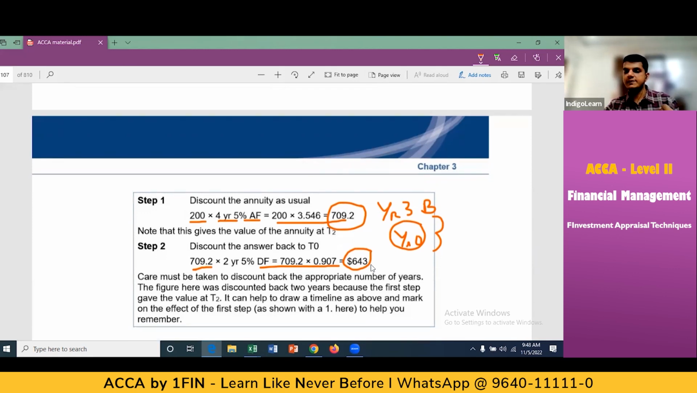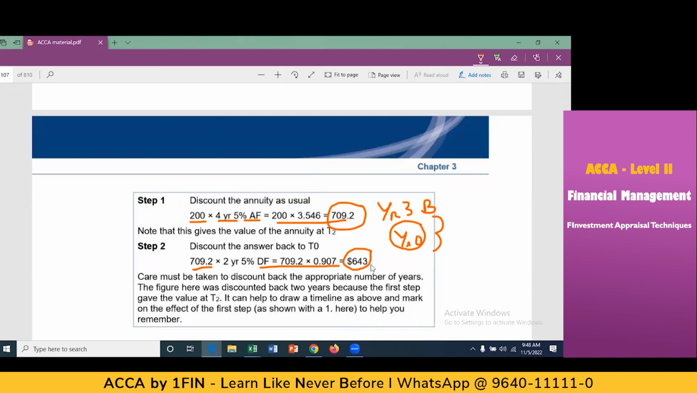Now this illustration is clear? Yes, sir. It's clear now.